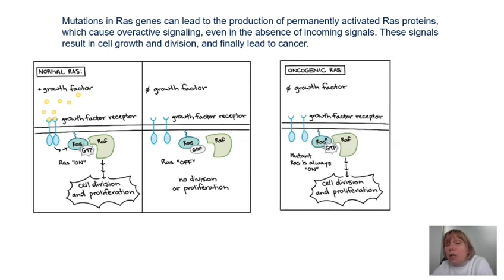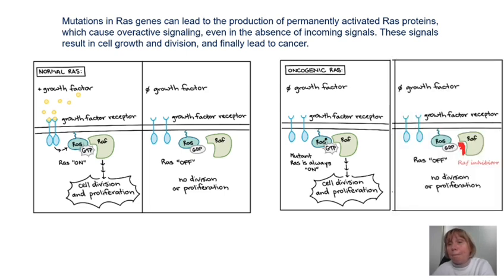Due to some mutation in a tumor cell, RAS can be activated all the time. So this binding between RAS and RAF proceeds over and over again. So the signal goes and the cell divides and divides and divides. How can we prevent this signaling?